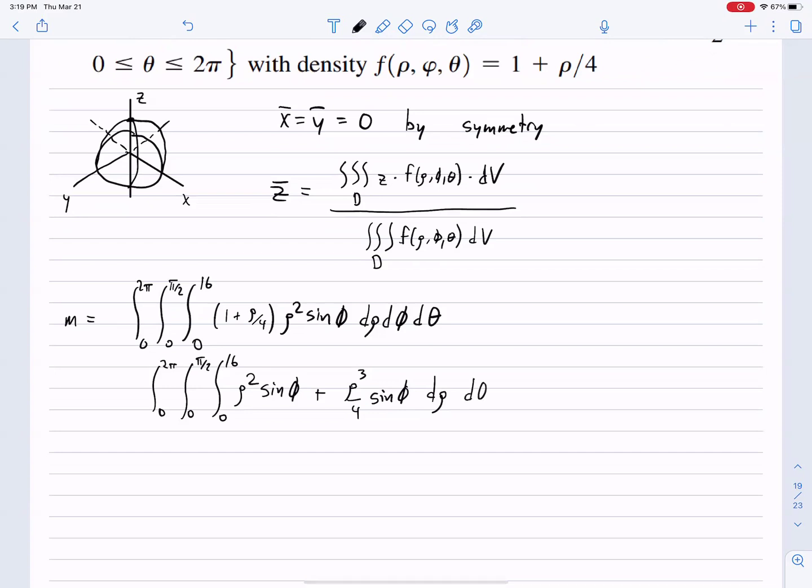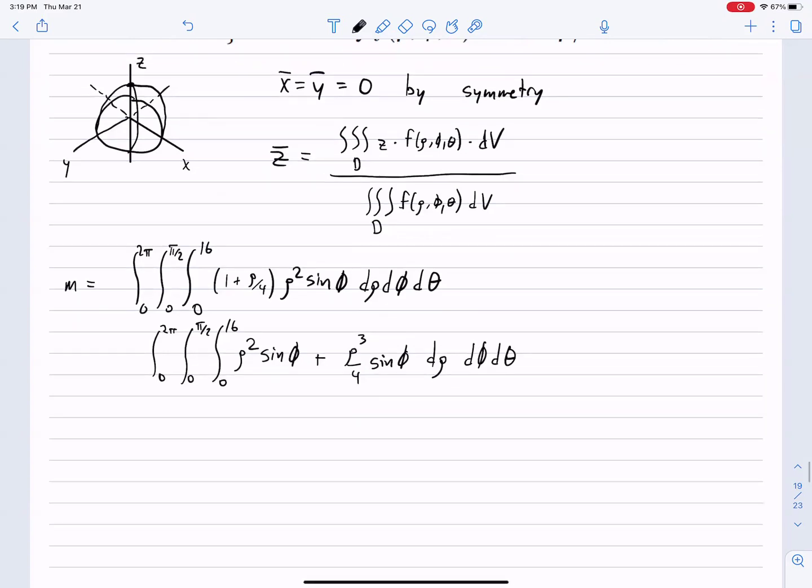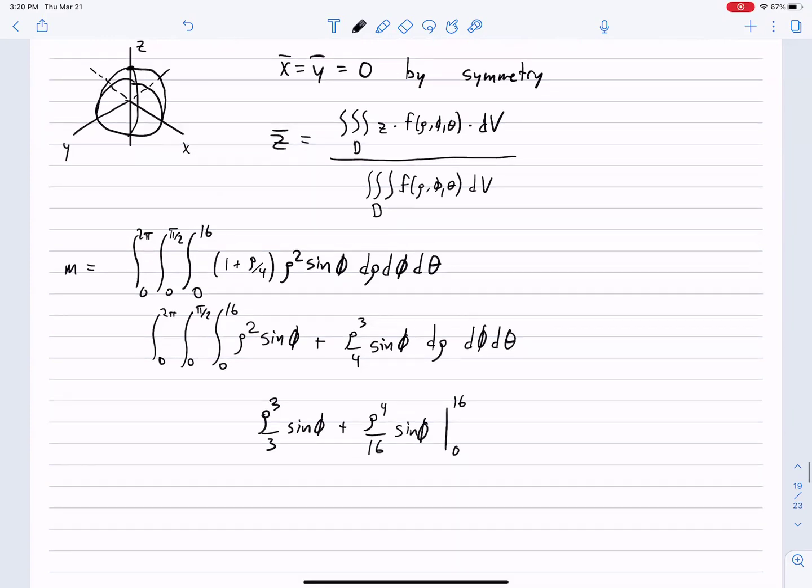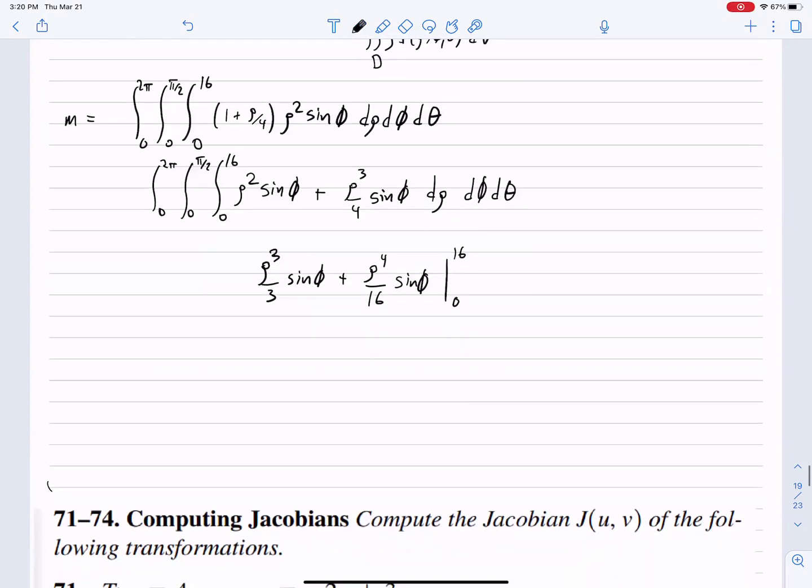I just distributed. Okay. Now I integrate with respect to rho. You get rho cubed over 3 sine phi plus rho to the fourth over 16 sine phi. I keep saying rho and phi, sorry, from 0 to 16. That's going to be not super nice, but we can do it. 16 cubed over 3 plus 16 to the fourth over 16. Hey, that's just 16 to the third. That times sine of phi, and I'm integrating that from 0 to pi over 2, and then times 2 pi.